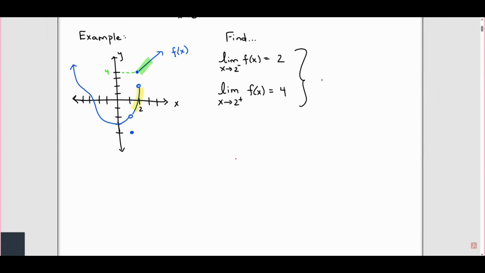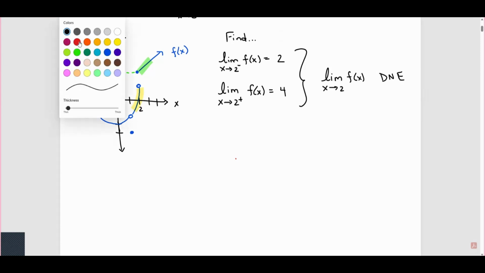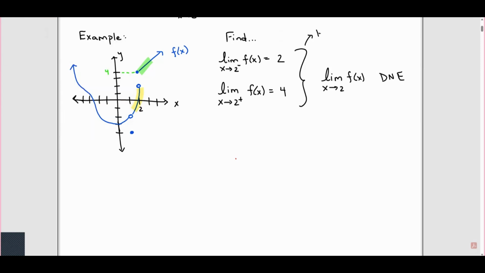Aha, now if I put this information together, I now know that the limit as x approaches 2 for this function does not exist because the values are not the same. This is because left and right-sided limits are not the same.